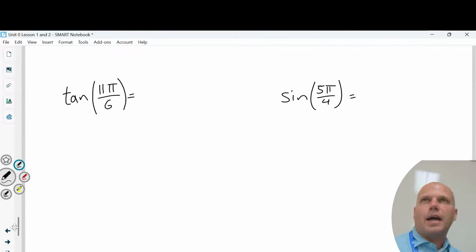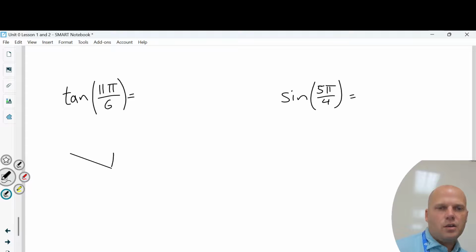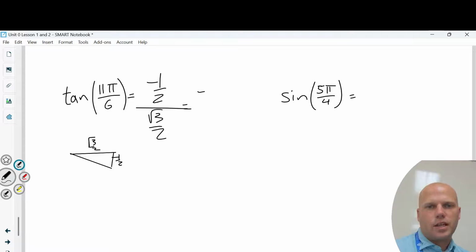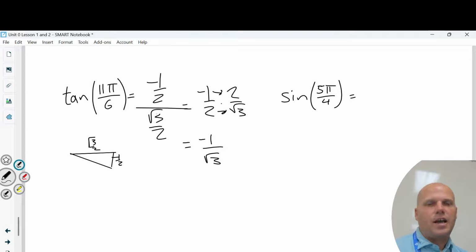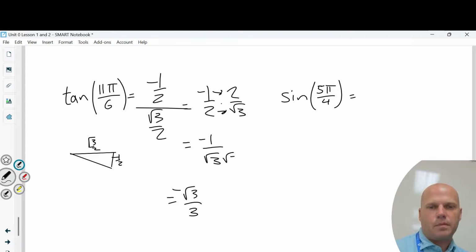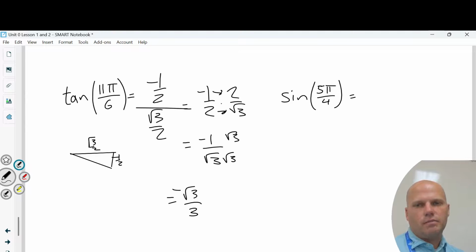A couple more I'm going to do in my head. 12 pi over 6, 11 pi over 6. That is a short 30, 60, 90 triangle. It is in the fourth quadrant. So it's got the longer adjacent, the shorter opposite, tangent's opposite over adjacent. And we will get negative 1/2 times 2 over root 3, which is negative 1 over root 3. If we multiply straight across and then simplify, and then we can rationalize that by multiplying the top and bottom by root 3. And if that's confusing to you, great.